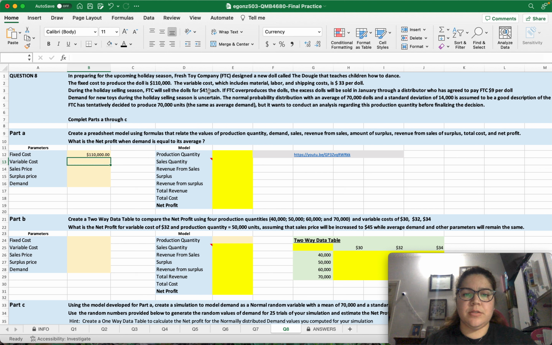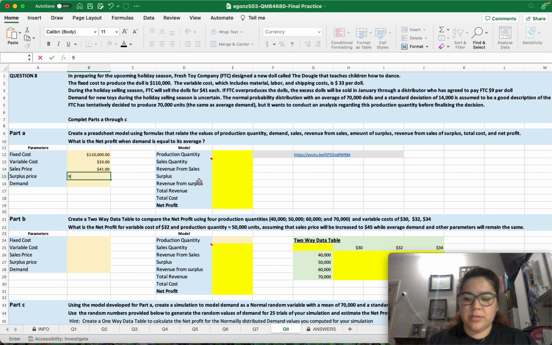Okay, the variable cost, which includes the material, the labor, and the shipping cost, is $33 per doll, because that's my variable cost. During the holiday season, FTC will sell the dolls for $41 each. If FTC overproduces the dolls, the excess dolls will be sold in January through a distributor who has agreed to pay FTC $9 per doll. So the surplus price is going to be $9, whatever is left over.